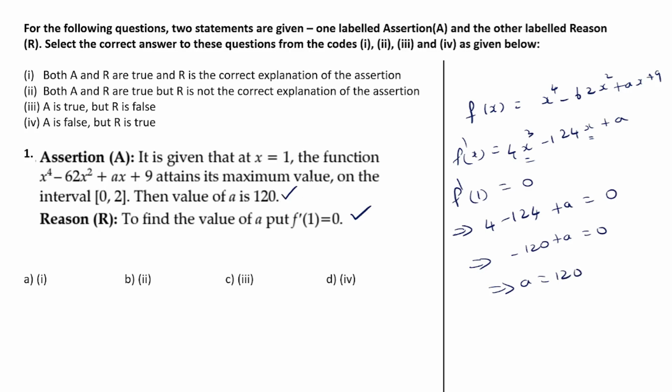So the assertion is also true. So here we can see that both A and R are true and R is the correct explanation of the assertion. So the correct option is option A.